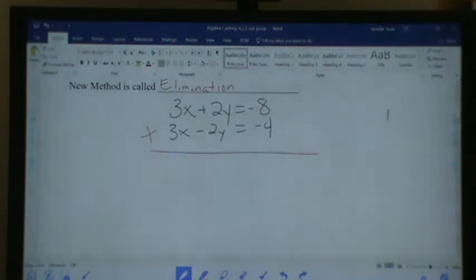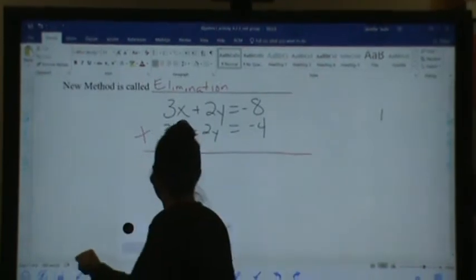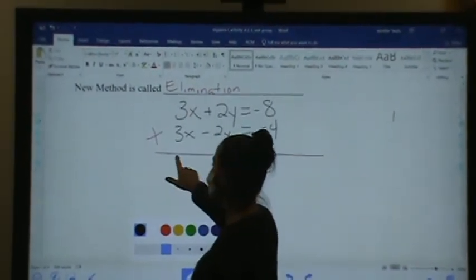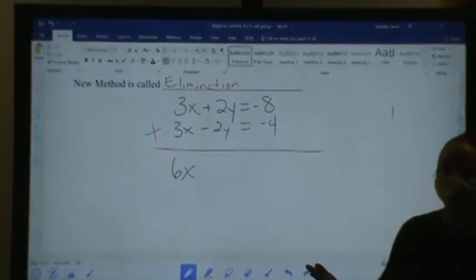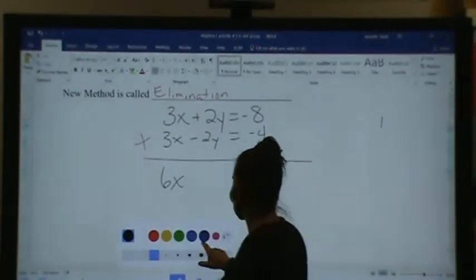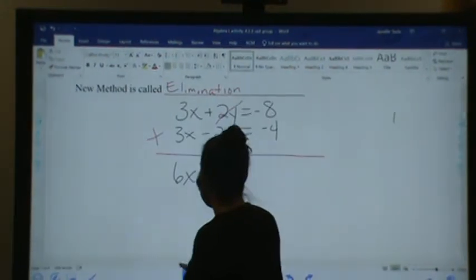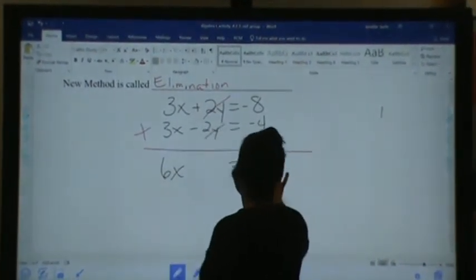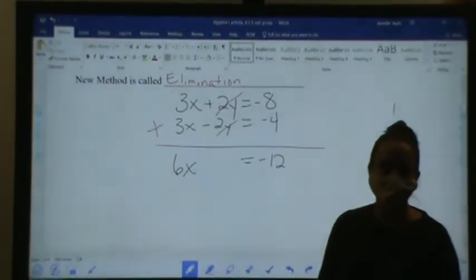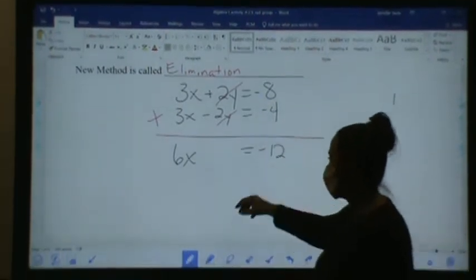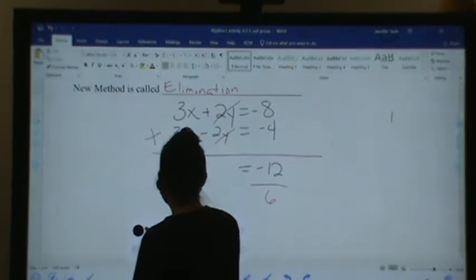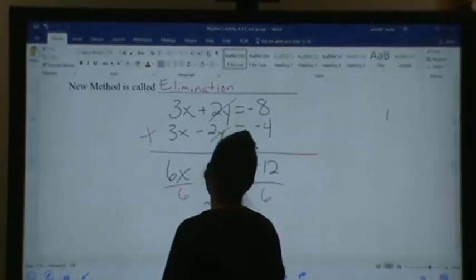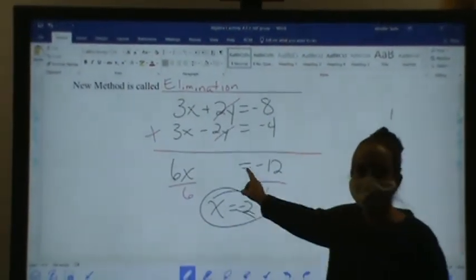Okay, what happened when you guys added this? What's 3x and 3x? 6x. What happens here? They cancel out. Oh my gosh, they cancel out, you guys. Is that not amazing? Because now, this is negative 12, and how do you find x equals negative 2? How many steps did that take us? 2. I don't know about you guys, but that's the system I want to do.